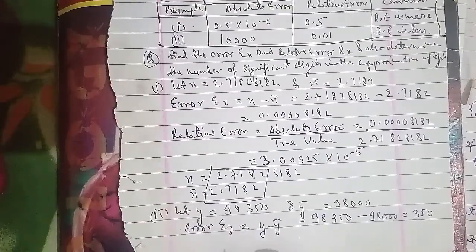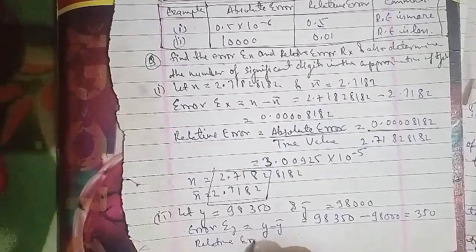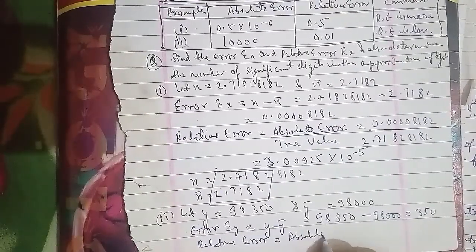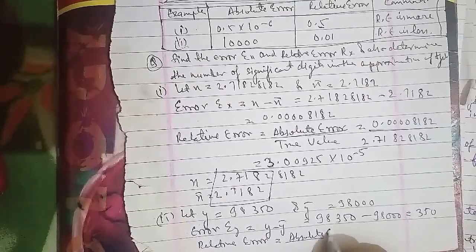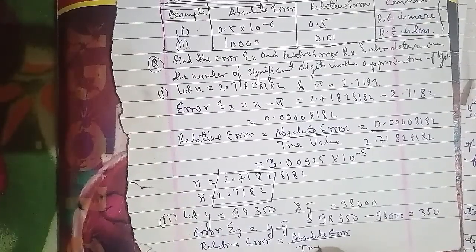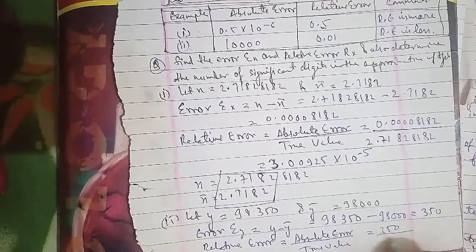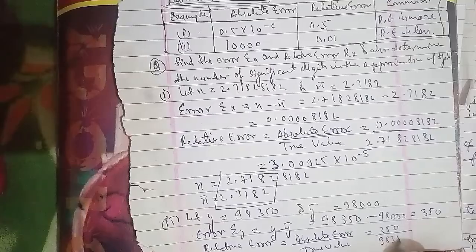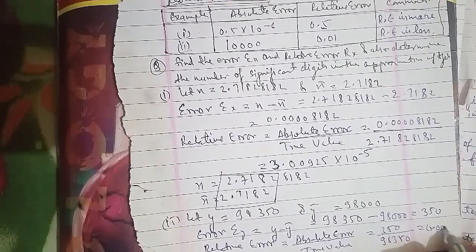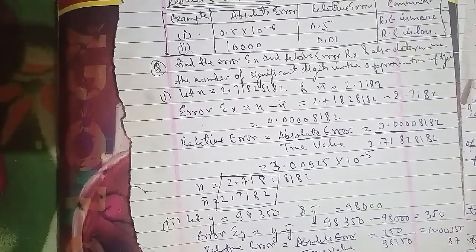For the two values, y equals 98350 and y bar equals 98000, this 98 will be common here. As shown, y and y bar agree to 2 digits, hence 2 significant digits are present in the approximation here.